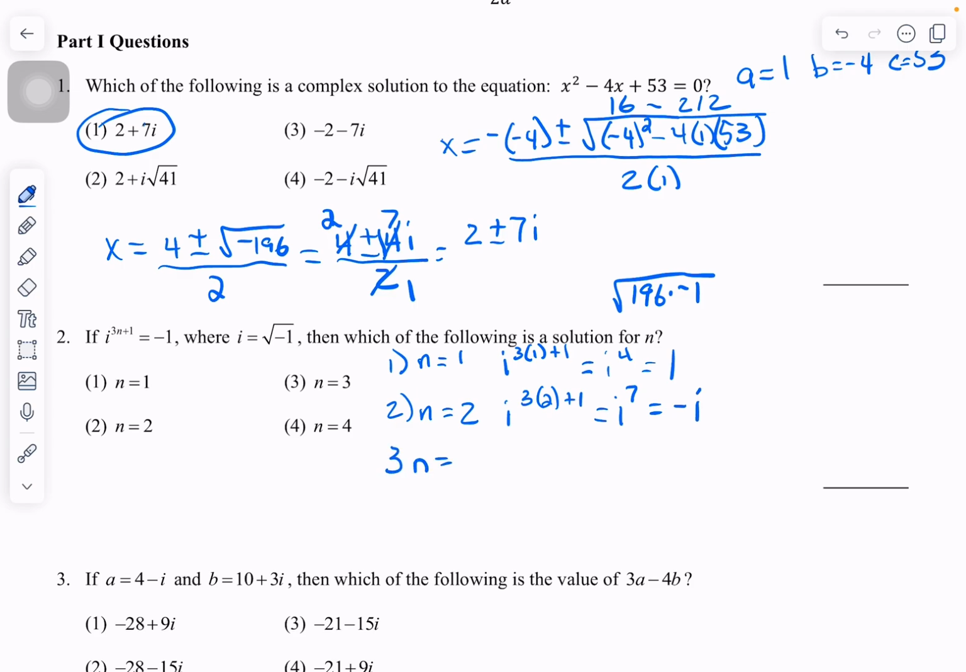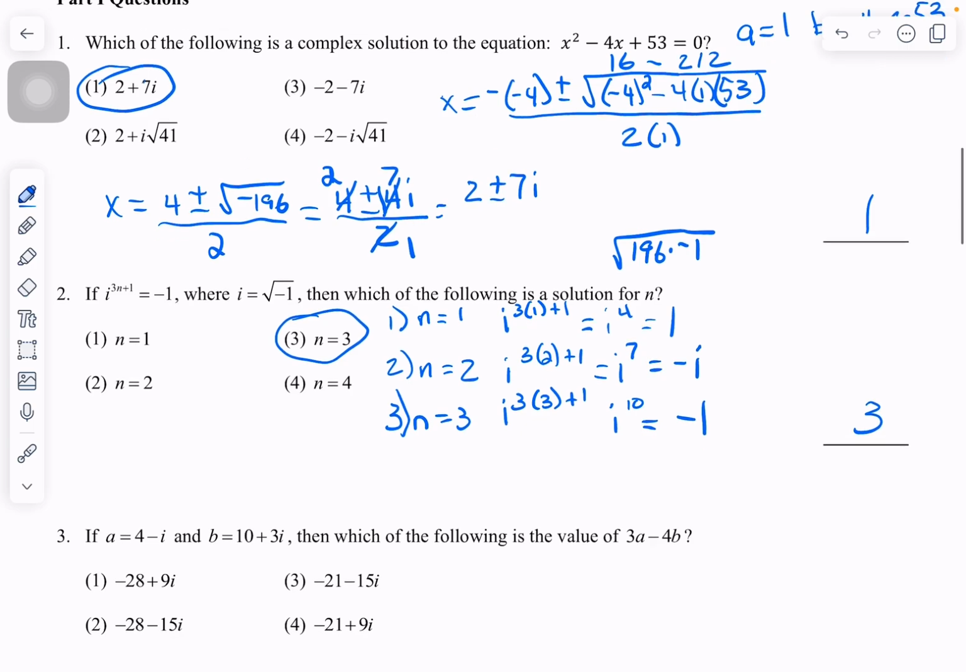The third one, n equal to 3. It's i to the 3 times 3, which is 9, plus 1. So this is i to the 10th, which is equal to negative 1. So this is choice number 3. All right, so 1 was 1, now we have 3.